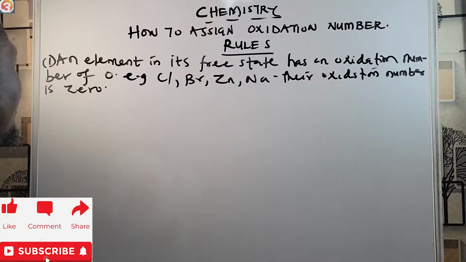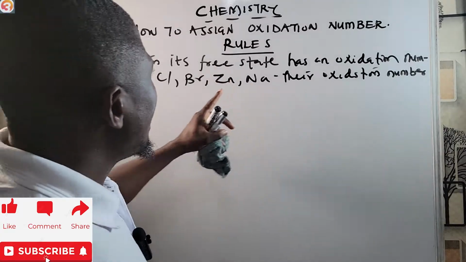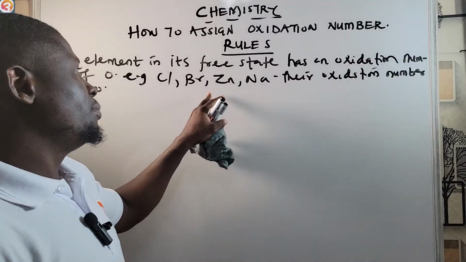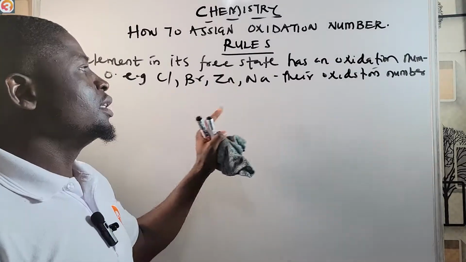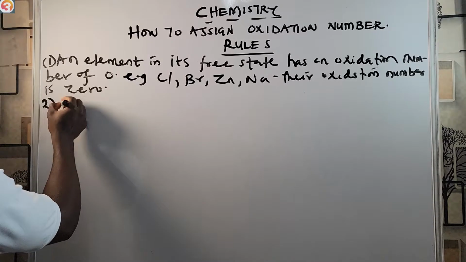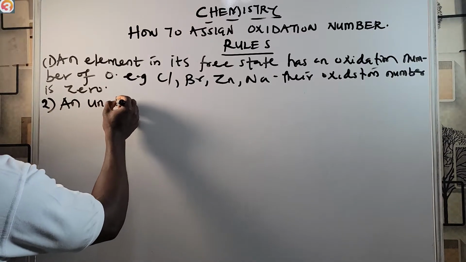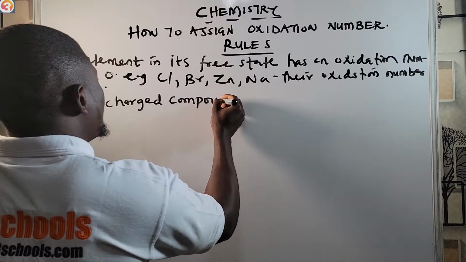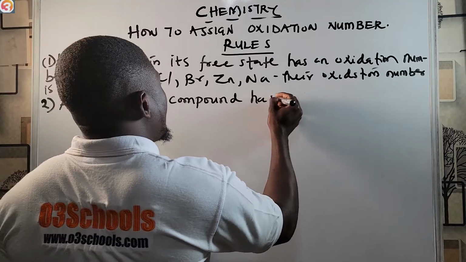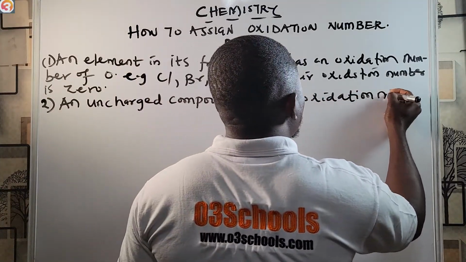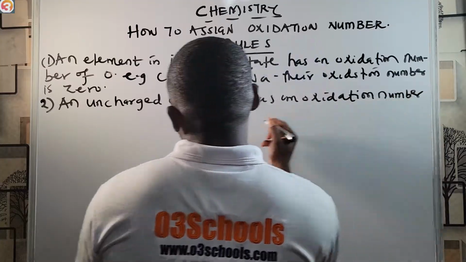All right. So now, that is the first rule. An element in its free state has an oxidation number of 0. For example, if I am seeing chlorine, bromine, zinc, sodium standing alone, the oxidation number is all 0. Now, number 2 says that an uncharged compound has an oxidation number of 0.